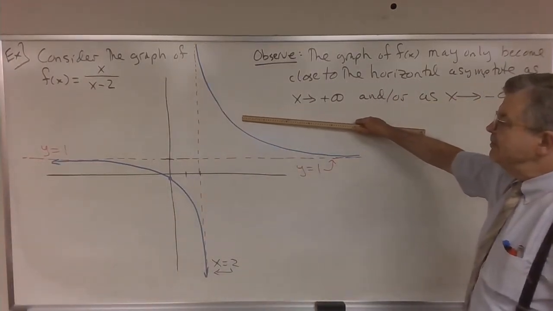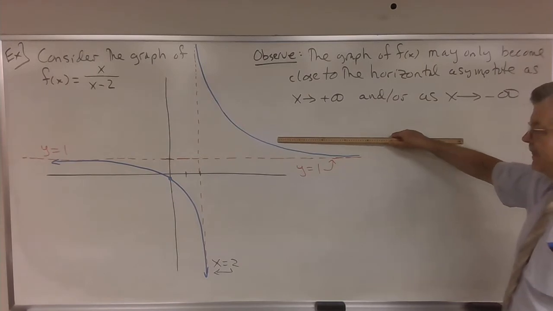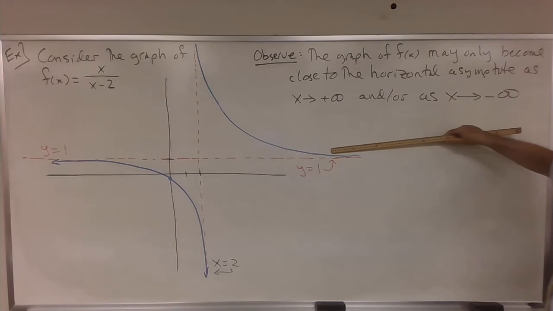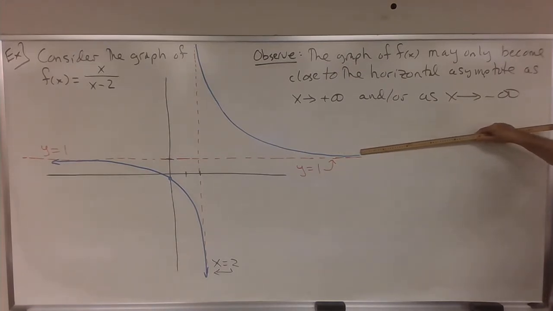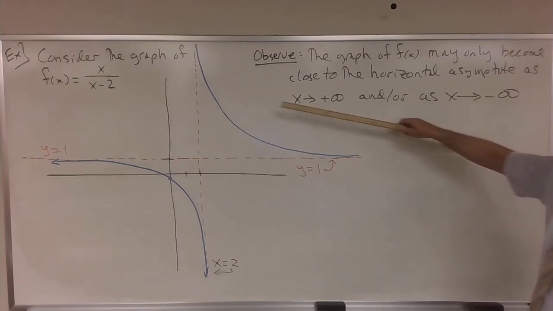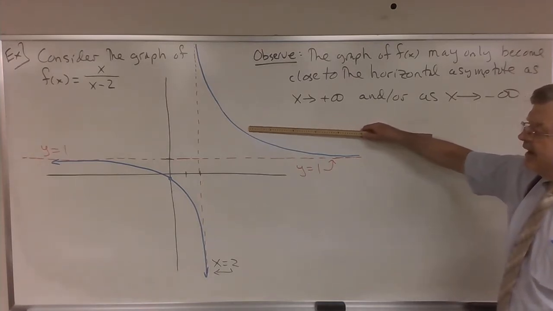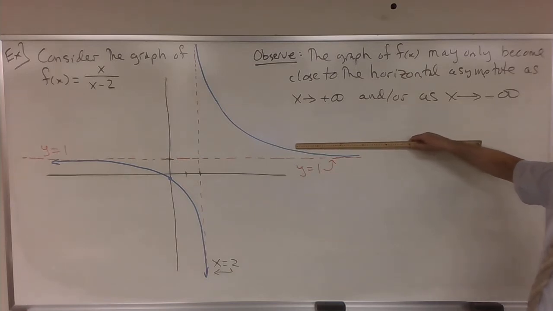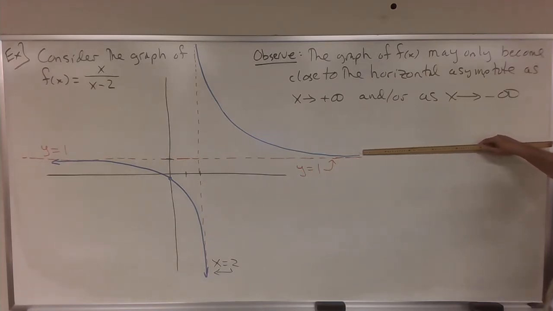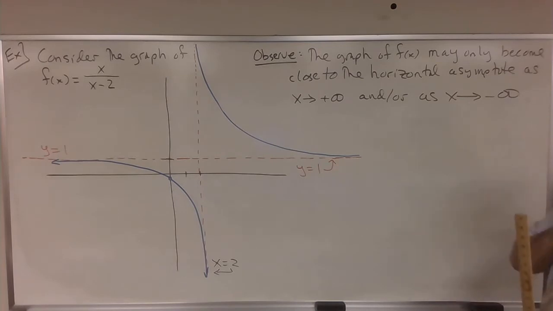As x is going to positive infinity, what are the y coordinates on the graph doing? Aren't the y coordinates of the points on the graph getting really, really close to the y coordinate of this line, which is y equal 1? As we move along the graph in such a way that x goes to infinity, the y coordinates of the points on the graph get closer and closer to 1.